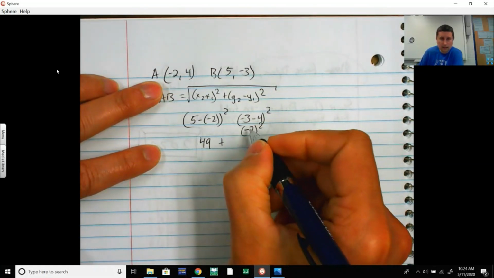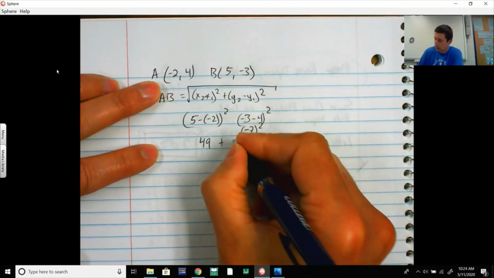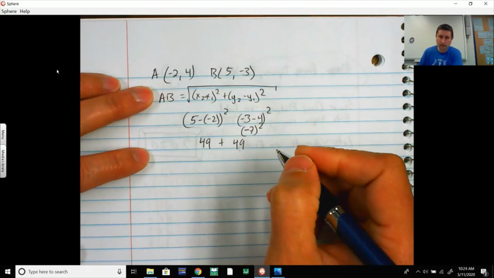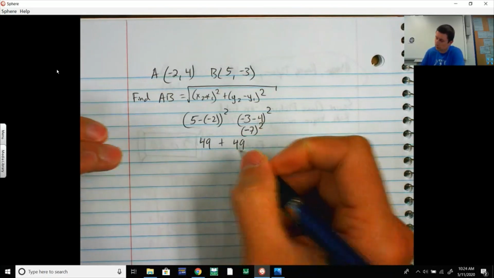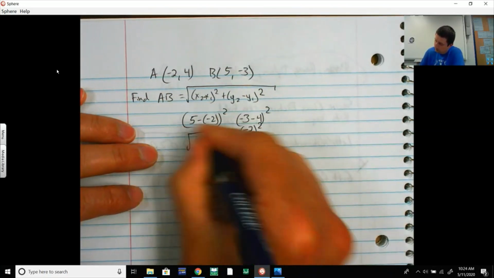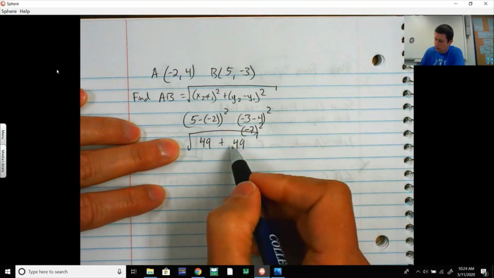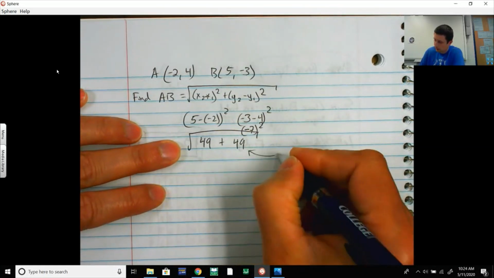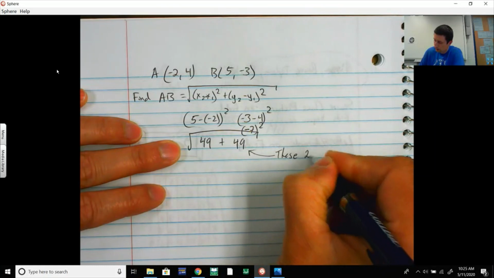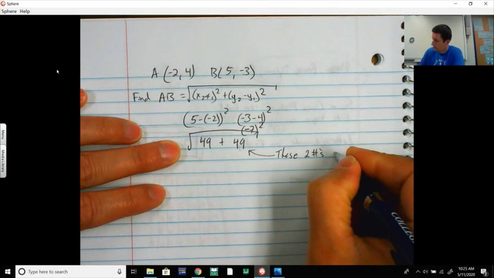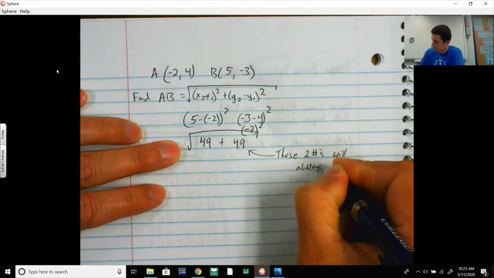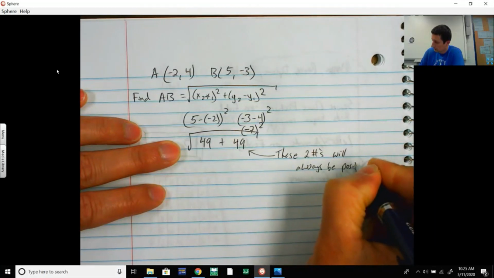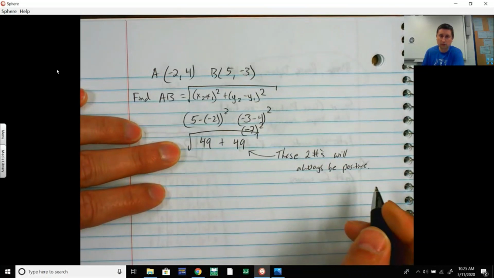Whenever you get a negative in here and you square it, make sure your answer is positive. It will never be a negative 49. If I did that, I'd get a 0, and my length can't be 0 unless they're the same point, which they obviously aren't. So these two numbers will always be positive. If they're not, you did something wrong.